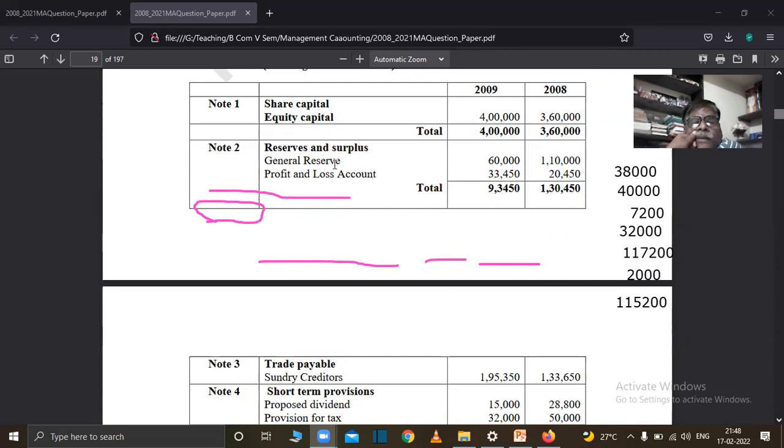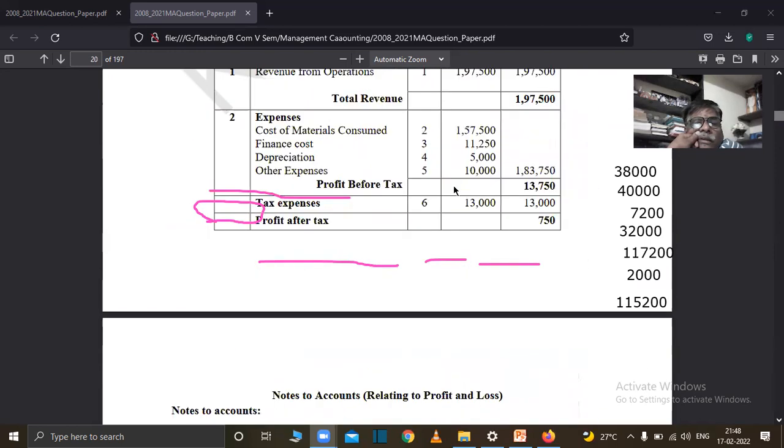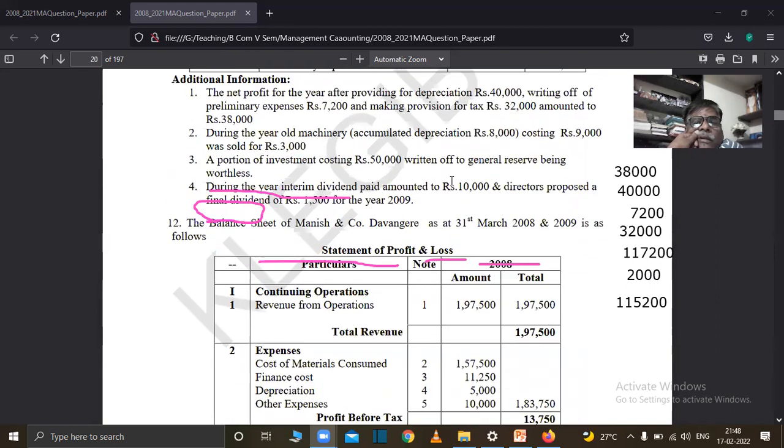Okay. Portion of line. And you see here during the year interim dividend paid 10,000. This goes to fund from operation and application side. And director proposed a final dividend of 15,000. 15,000 final dividend, proposed dividend is. Proposed dividend goes to proposed dividend.